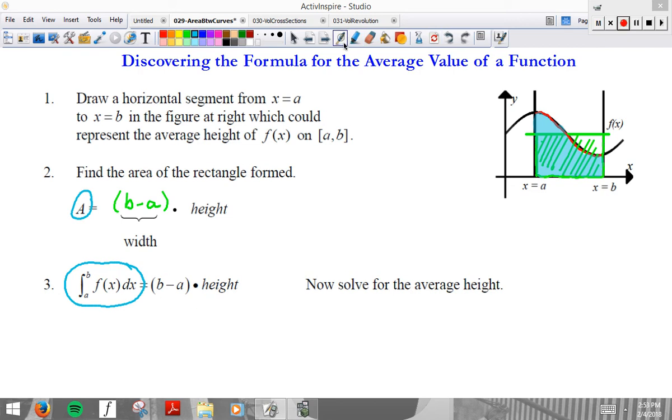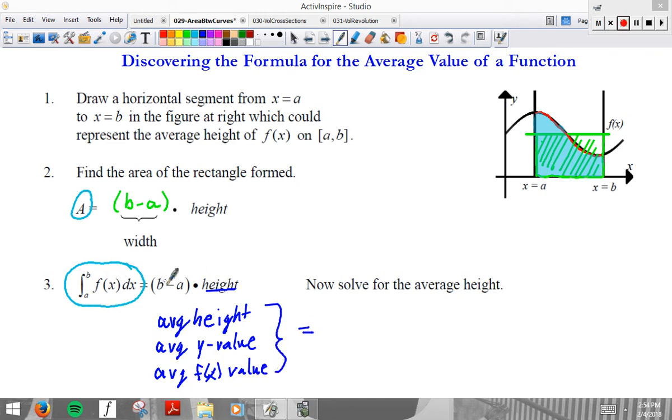My average height, my average y value, my average f of x value, however you want to think of it, we would just divide both sides by b minus a, and we would get this integral divided by the change in the x direction.